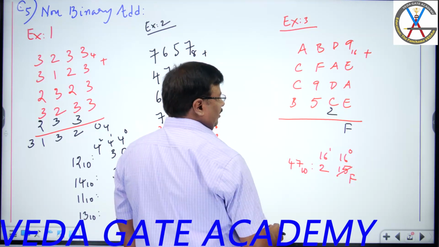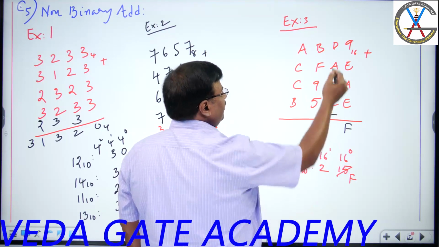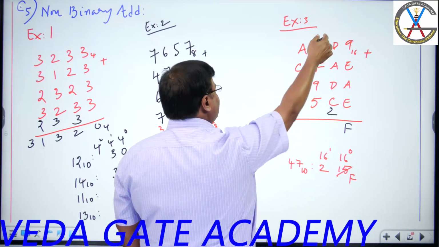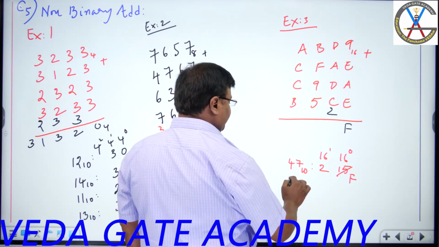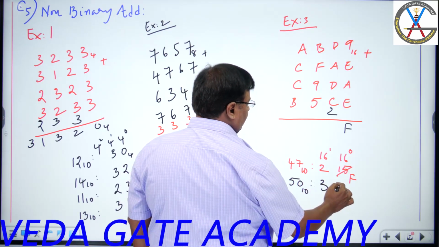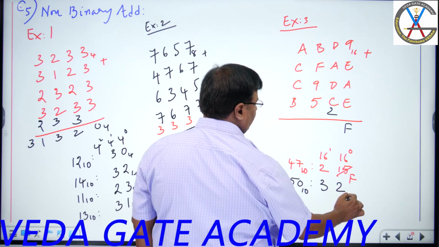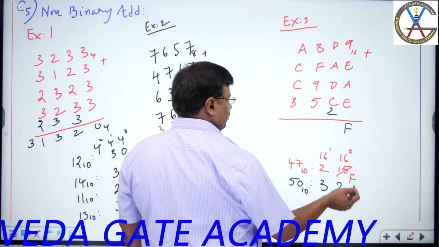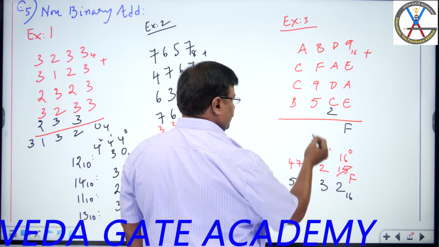C plus 2, 14. Plus 13, 27. Plus 10, 37. Plus 13, 50. 50 base 10. 3 into 16, 48, 2 remainder. So here, 3, 2.